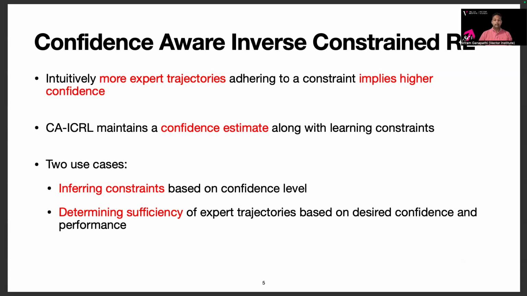In our work, we studied two use cases using CAICRL. The first is inferring constraints based on the provided confidence. The second is determining sufficiency of expert trajectories based on the desired performance and confidence.